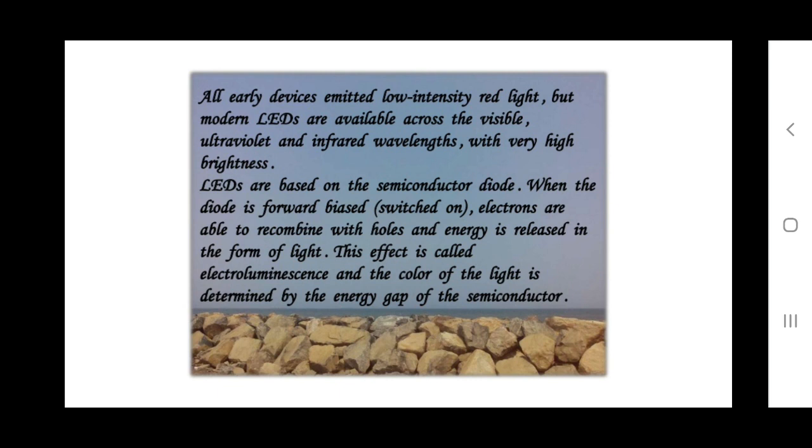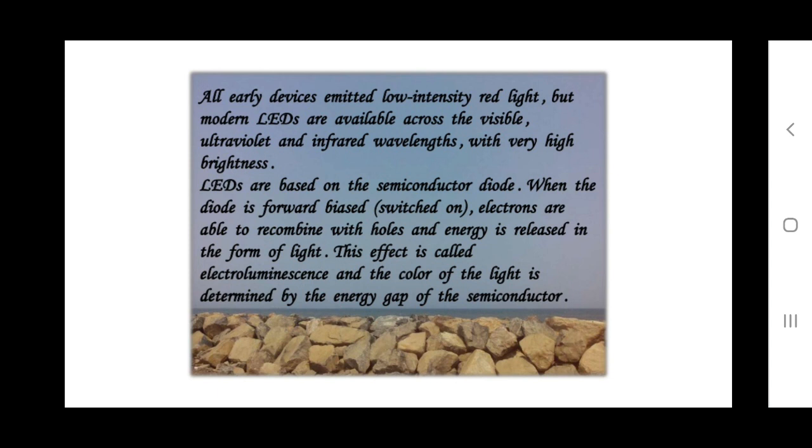Early LED devices emitted low intensity red light, but modern LEDs are available across the visible, ultraviolet and infrared wavelengths with very high brightness. LEDs are based on semiconductor diodes. When the diode is forward biased, switched on, electrons are able to recombine with the holes and energy is released in the form of light. This effect is called electroluminescence, and the color of the light is determined by the energy gap of the semiconductor.